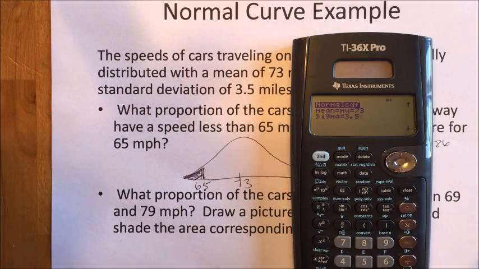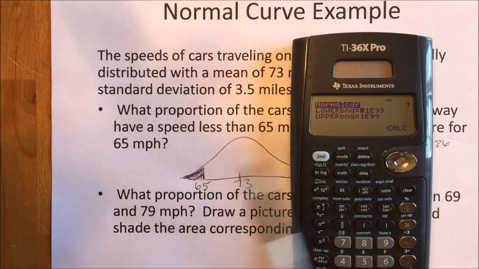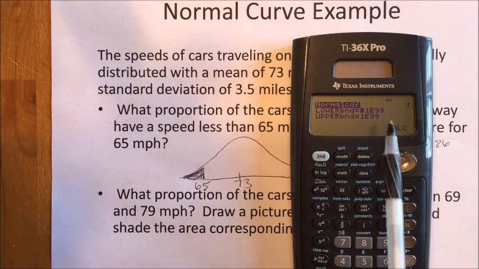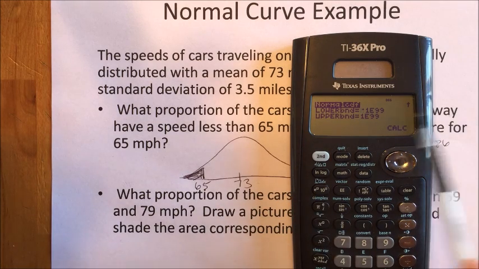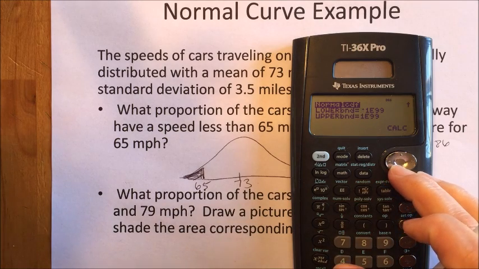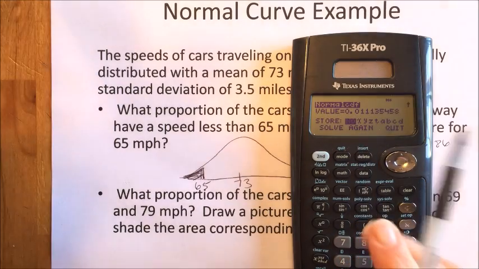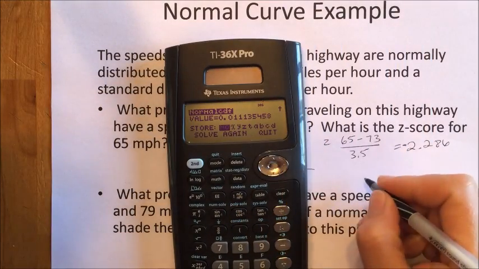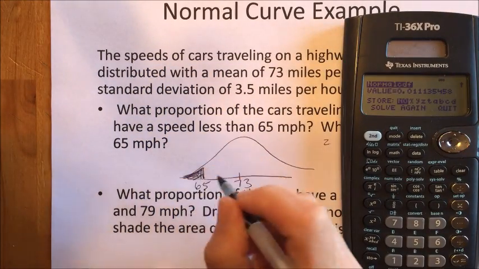I'll press enter, and now here's the spot where we enter the lower endpoint and the upper endpoint. This menu already has pre-filled for us a very large negative number way out here and a very large positive number way out to the right of our normal distribution. So to get a left tail area, I'm going to leave that lower bound at this very large negative number and just put an upper bound of 65 in. Come down and calculate, and we got a value of 0.0111. So about 1% are traveling at or below 65 miles an hour.